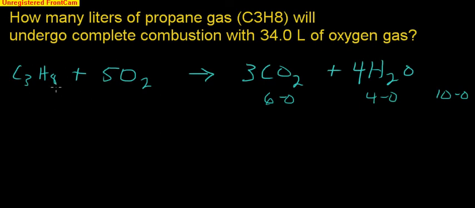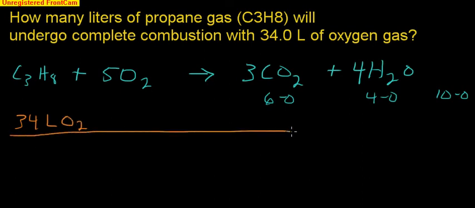So now let's set up what they give us. They give us 34 liters of oxygen gas. Let's choose a different color. We'll choose orange this time. So we'll say 34 liters of O2. That's what we started with, and we're going to do another fence post problem. We know the unit we want to end up with is liters of propane gas. So basically we're looking for liters of C3H8.